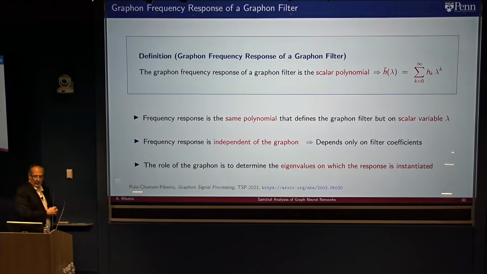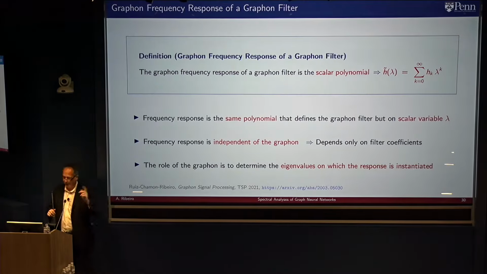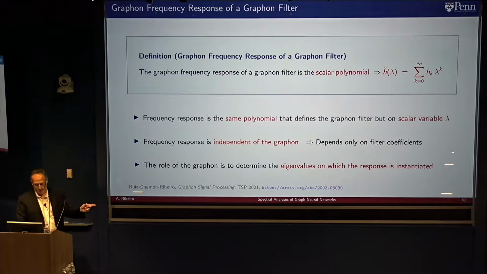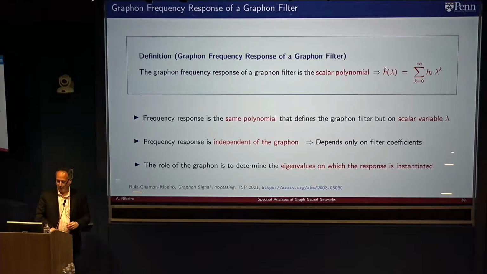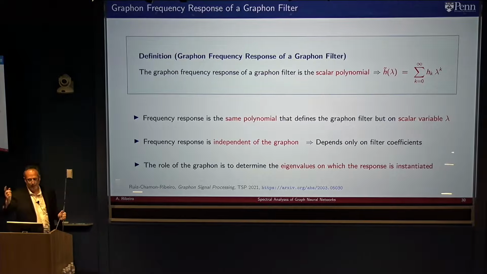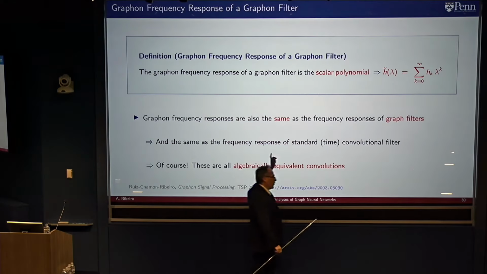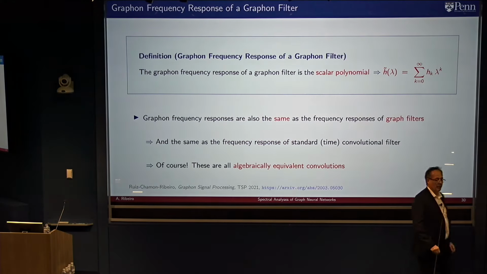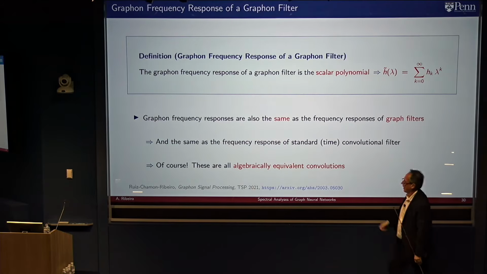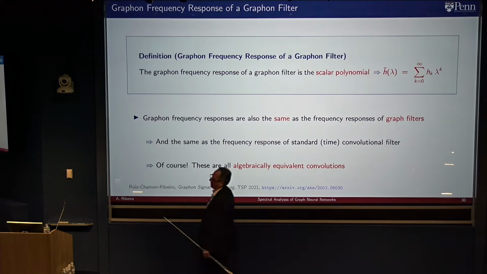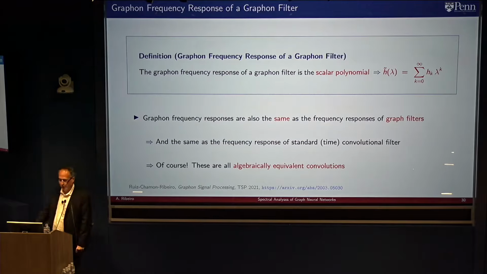Okay, so again, the frequency response is the same polynomial that defines the graphon filter, but on a scalar variable lambda. It is also independent of the graphon, and the role of the graphon is to determine the eigenvalues on which the response is instantiated. But here we have one additional step, which is that the response is also the same response of a graph filter. And it is also, by the way, the same frequency response of standard time convolutions. Of course, this is true because these are all algebraically equivalent convolutions.